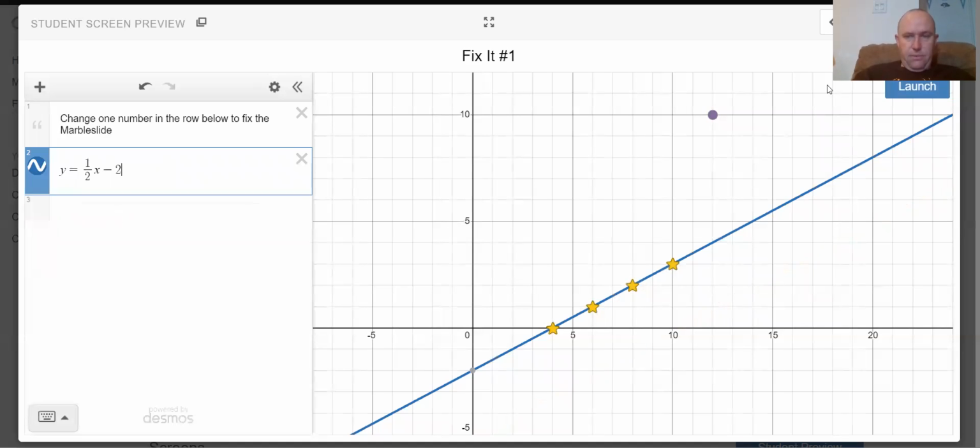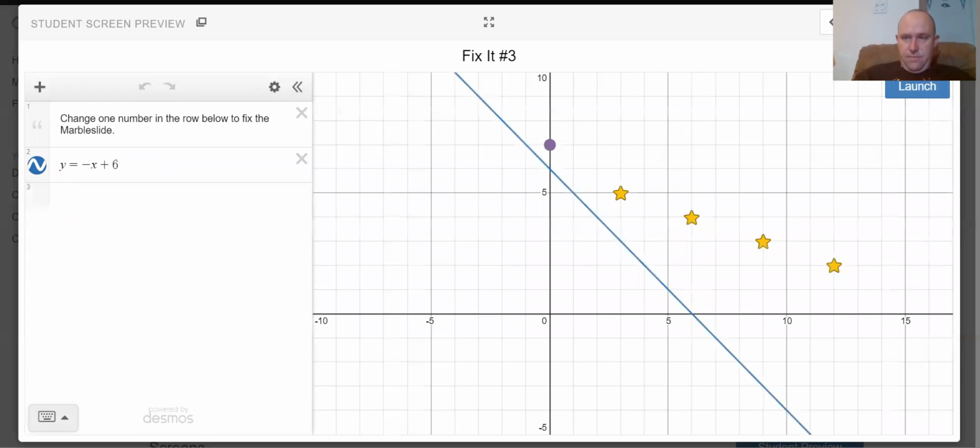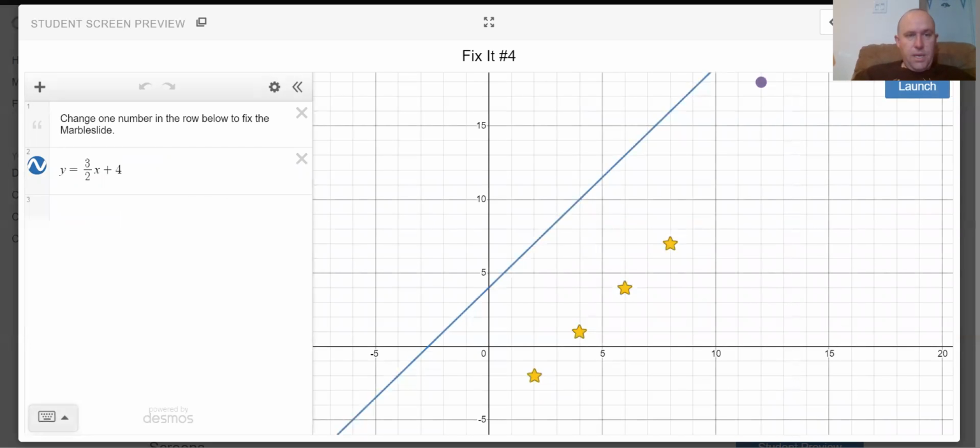I'm going to get rid of that line because I don't really need it. And now when I launch it, I can get through all the stars. And there's similar ones for you to try as well on 2, 3, and 4. On these first few, you should only change one thing.